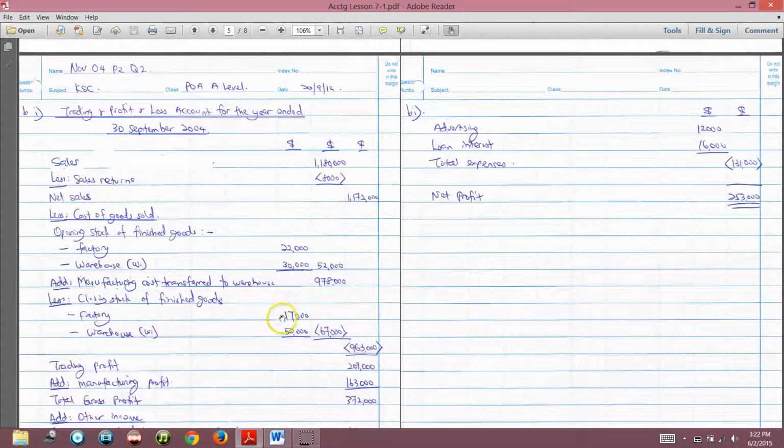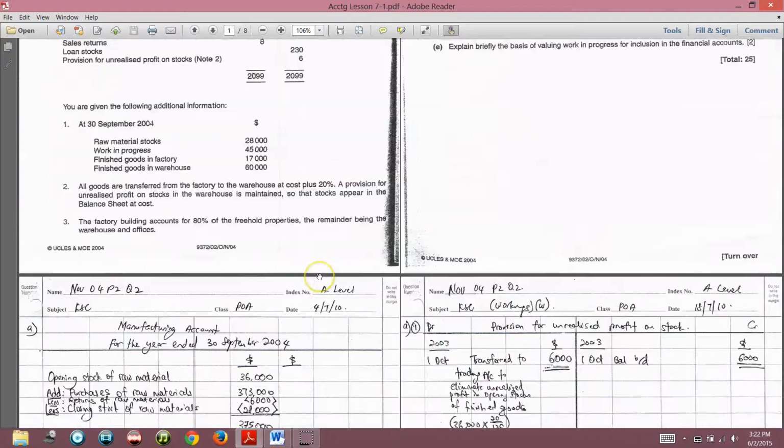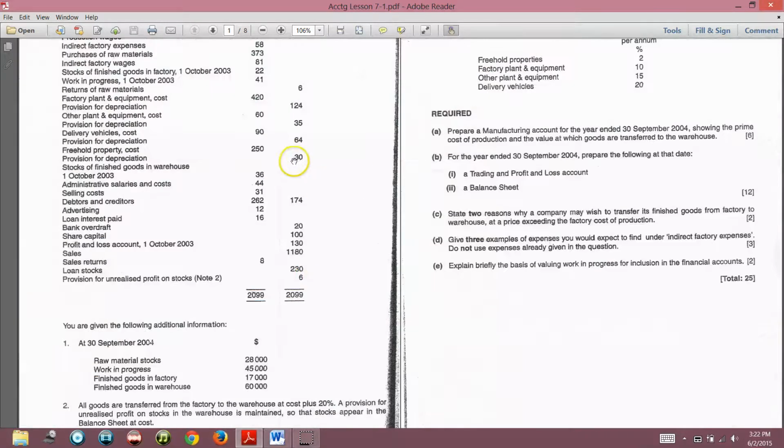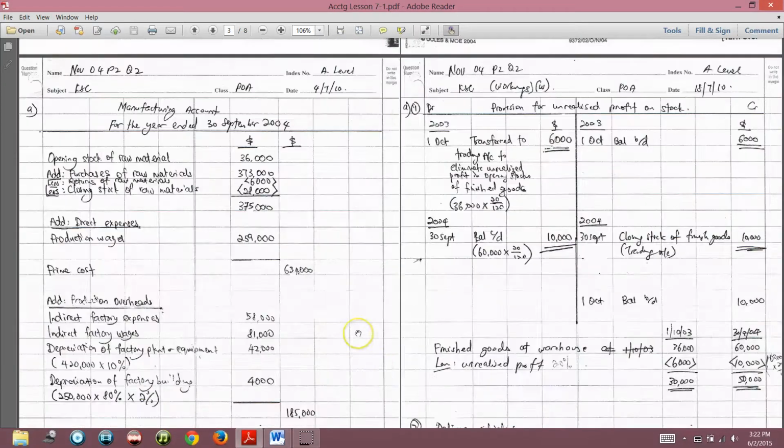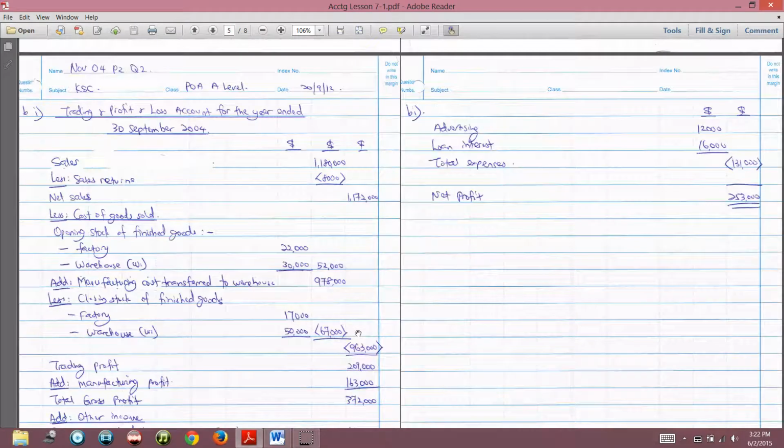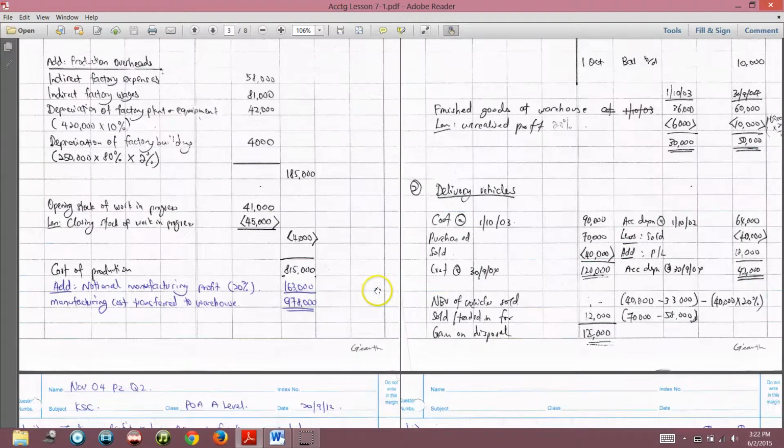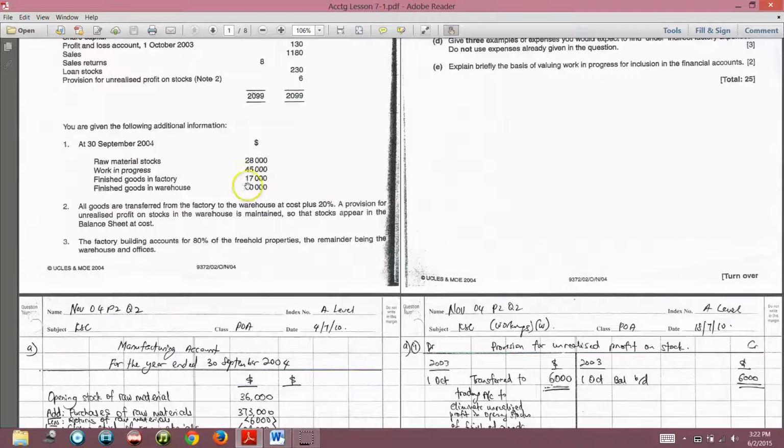That's why under the cost of goods sold here, the opening stock of finished goods in the warehouse is 30,000. I have used this figure because I have taken 36 minus 6. So 36 I've used, and then I've minus 6, and then I've put it into the trading account. Similarly, the finished goods at the warehouse would have included the 20%, because whenever they transfer to the warehouse, they transfer at cost plus 20%.